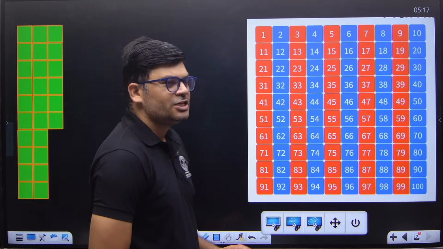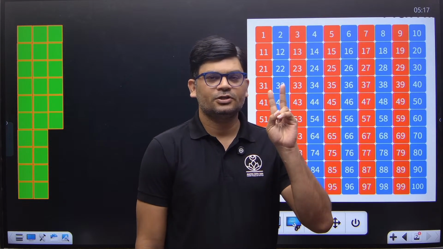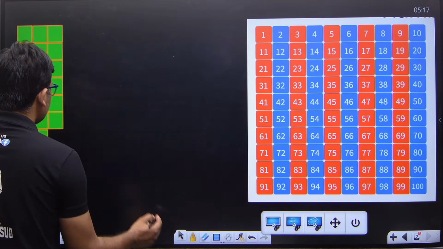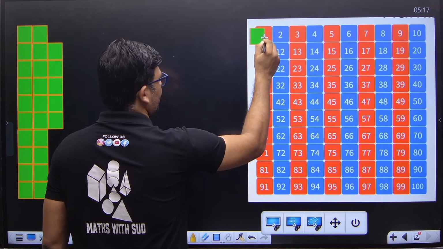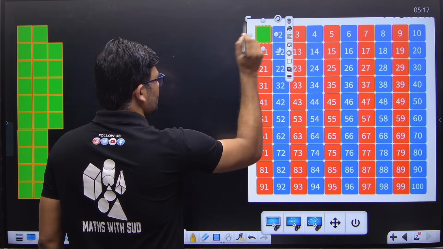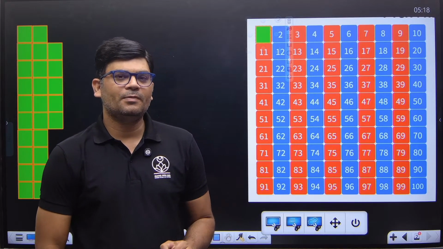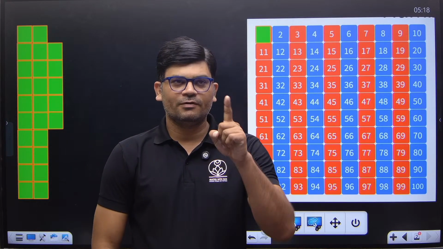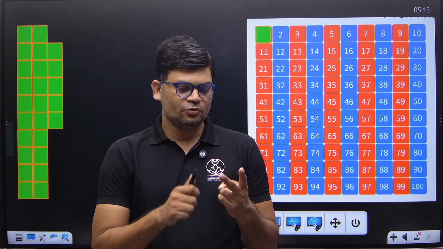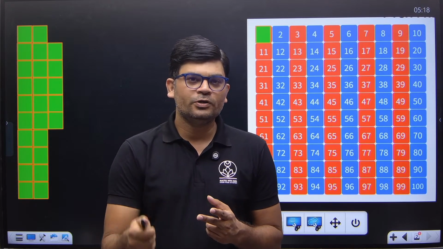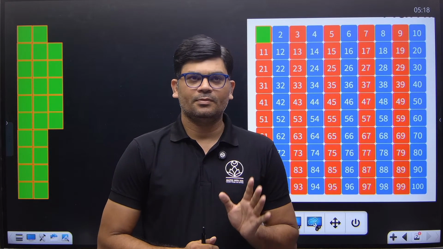Okay, so the lowest prime number is 2. So 2 is a prime number. Is 1 a prime number? The answer is no. 1 can never be a prime number because 1 has only one factor, 1 itself. But 2 has two factors, 2 and 1. 1 into 2 is 2 and 2 into 1 is 2. So since 2 has two factors, 2 is a prime number.